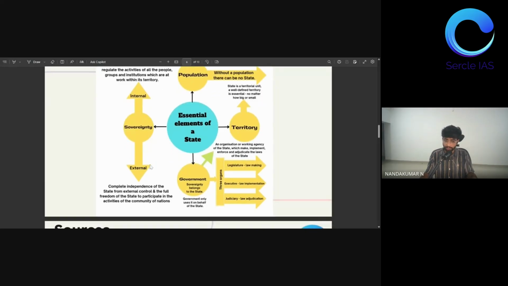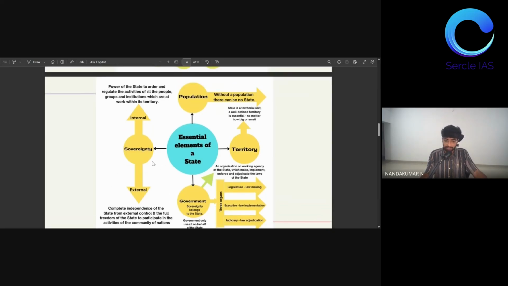And there is one more idea to sovereignty, that is external sovereignty. Take the example of India as a modern state. India is completely independent to take decisions when it comes to affairs with other foreign states. So complete independence of the state from external control and the full freedom of the state to participate in activities of the community of nations. This is what external sovereignty means.